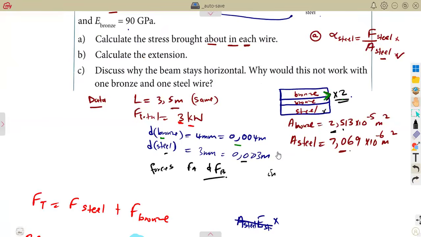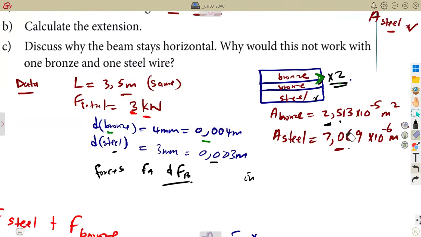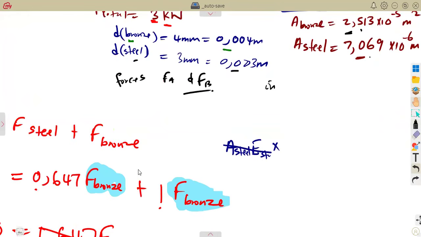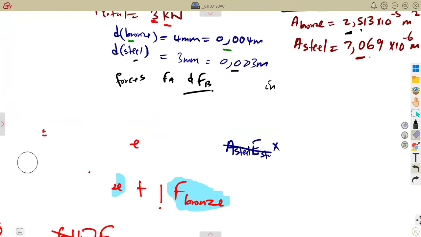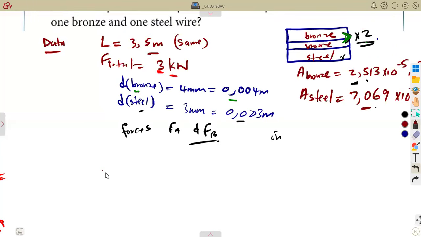Calculate the extension. Why are they saying just the extension? Because that extension is the same, remember. Since it is the same, we can use any part, and we can even use any formula that you know for extension. The total extension in a parallel combination is the same as that extension that is happening for steel. It is the same as that extension that is happening for bronze. So you just choose whatever you want.